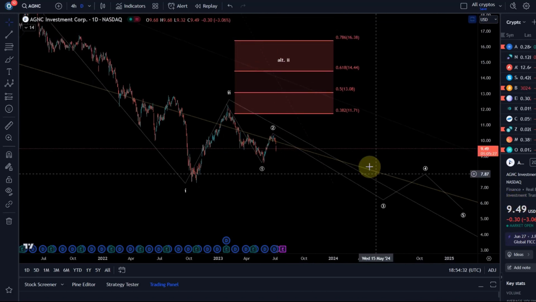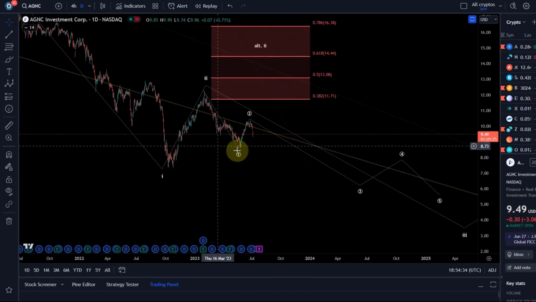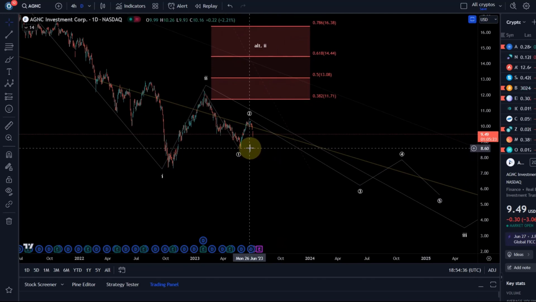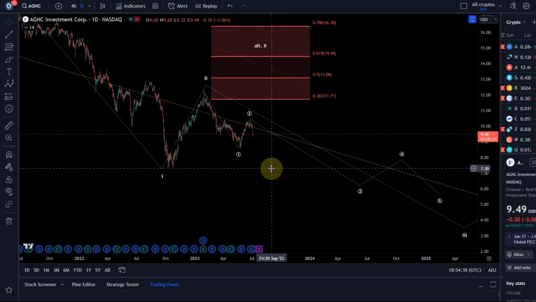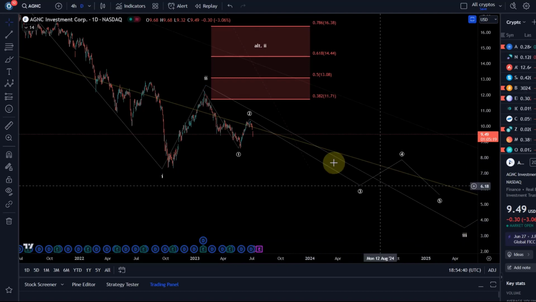And also today it's going down again. Again, if it takes this smaller wave 1 out at 860, then it's most likely going to take out the 730 level as well, and then it's just going to go down further.